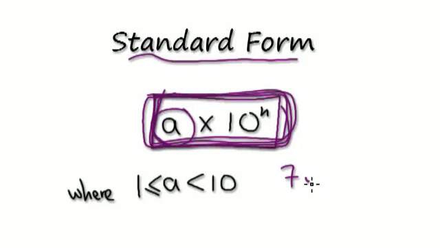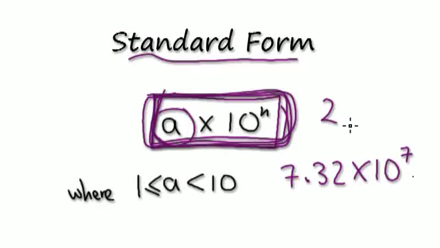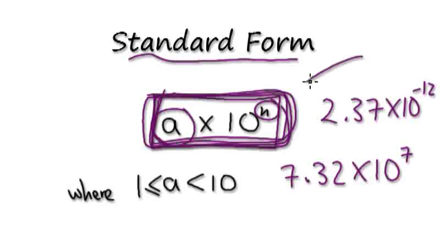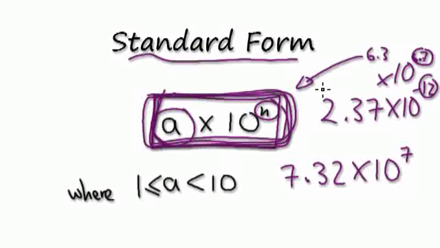So it could be, let's say, 7.32, and then times 10 to the power of something. So here it could be 10 to the power of 7, or you could have 2.37 times 10 to the power of minus 12 if you wanted to. So this n here can be a positive number or a negative number, but it has to be a whole number. It cannot be 6.3. You can't write 10 to the power of 6.7. It has to be a whole number, but it can be a negative or a positive whole number.